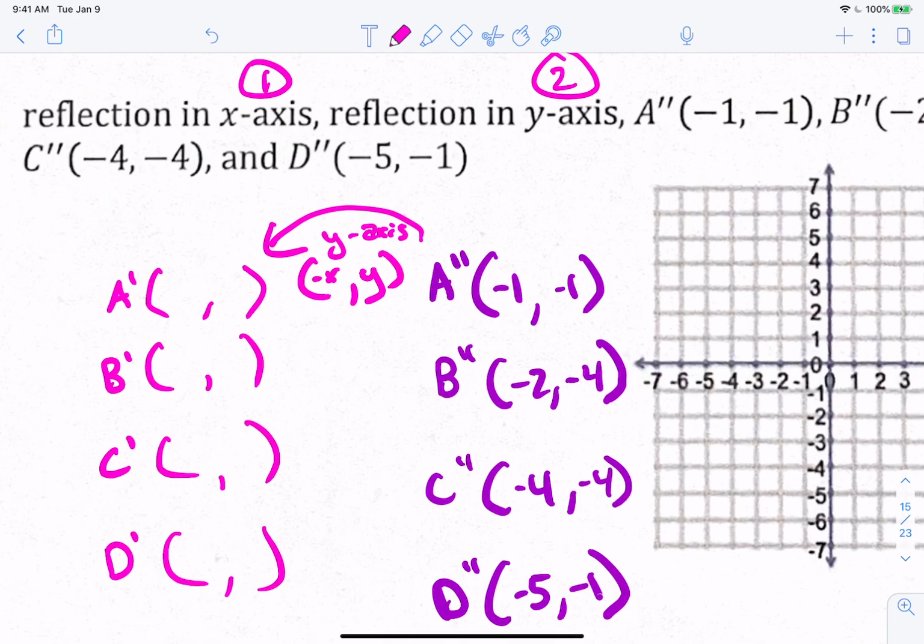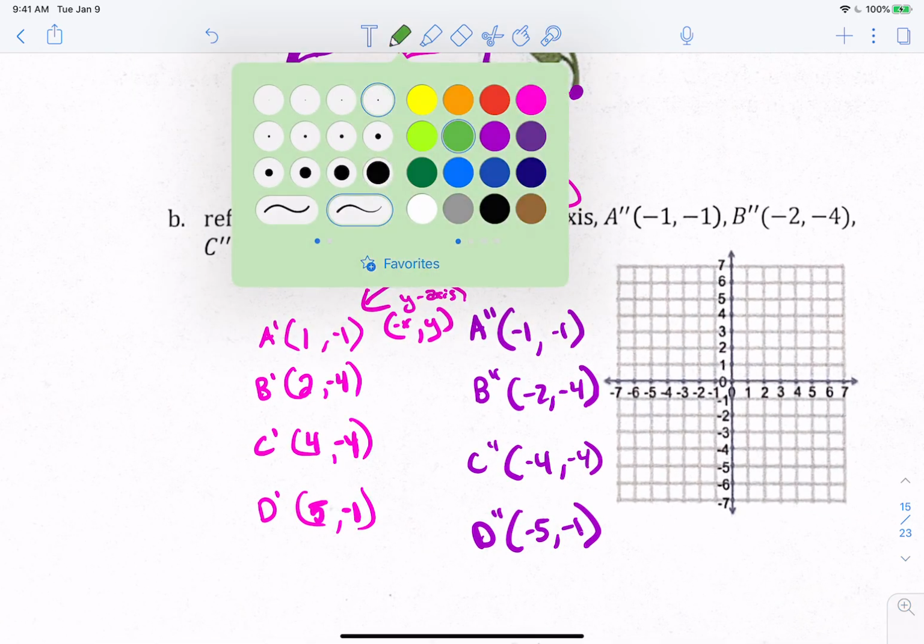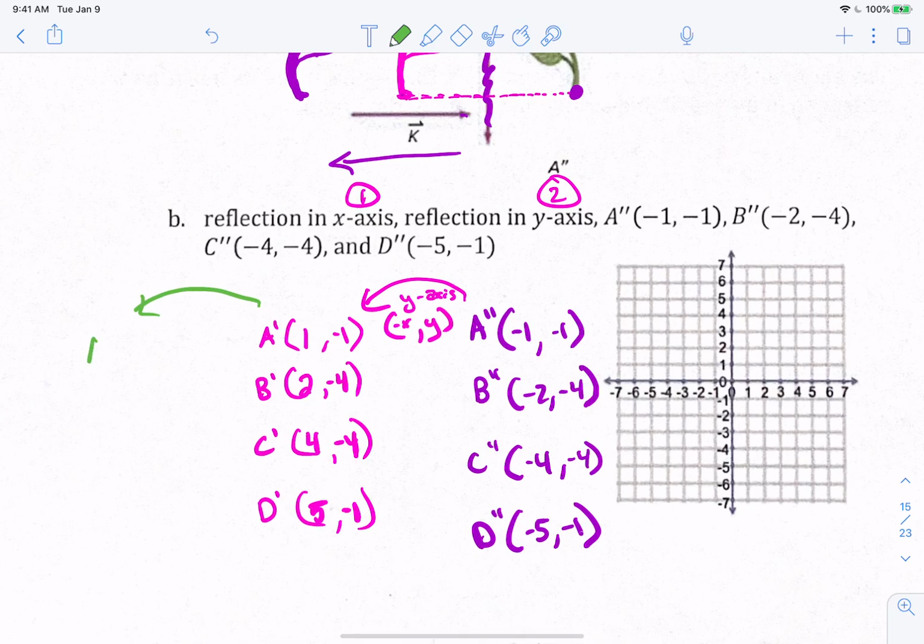Alright, so, A, what's A prime? 1, 1. Sorry, 1, negative 1. B would be 2, negative 4. C, 4, negative 4. D, 5, negative 1. Okay? Now, let's do just A, B, C, D.